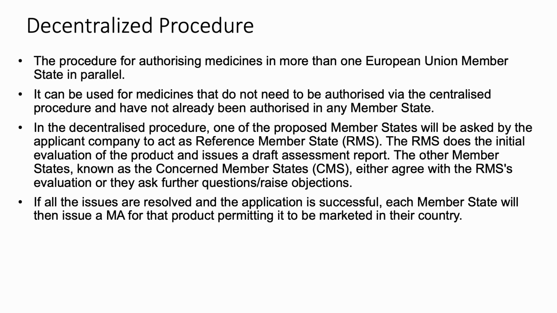So if all the issues are resolved and the application is successful, each member state will then issue a marketing authorization or MA for that product, permitting it to be marketed in their country. Don't forget again, each country in Europe has its own jurisdiction, but all of these countries together, they are in the European community.